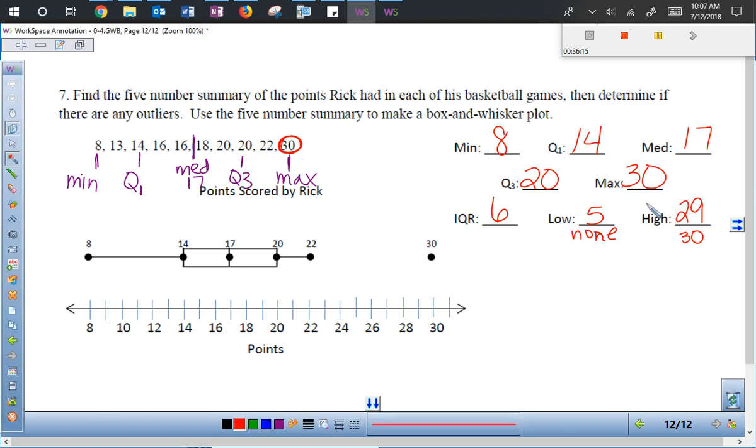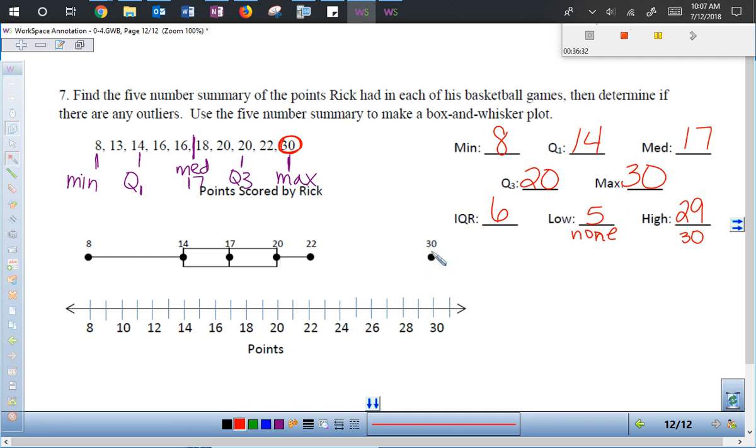Now I want you guys to come over and take a look at this graph. We want to see how this information relates to this graph here. First of all, the minimum is 8, so that's the lowest point. First quartile was 14, that's the first point in the box. Median was 17, that's the second point in the box. Third quartile is 20, that's the third point in the box. Now the maximum was 30.